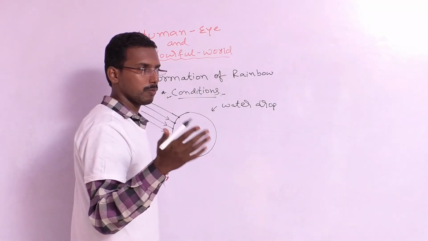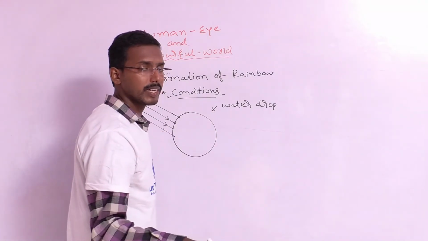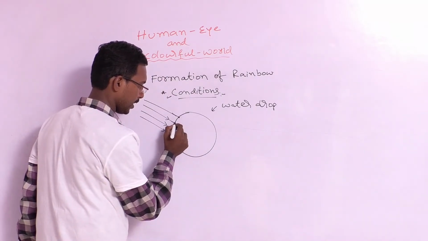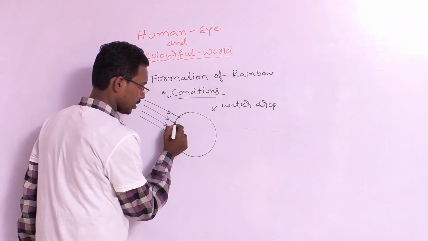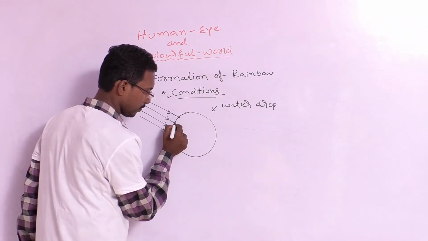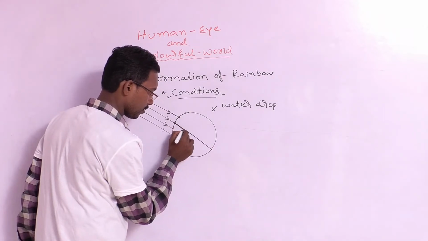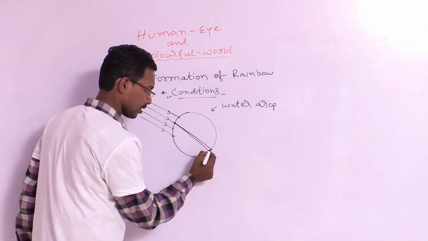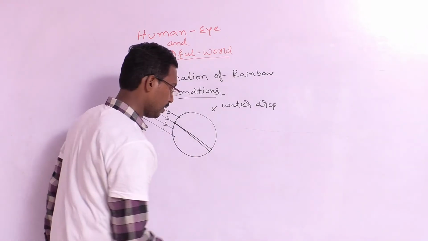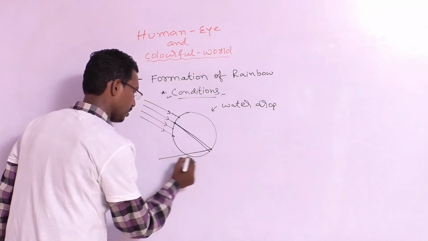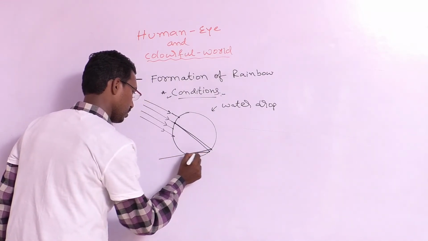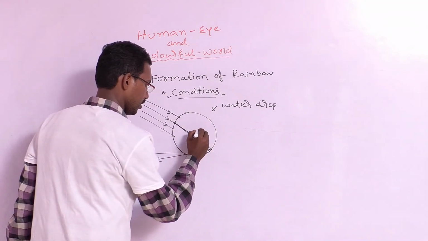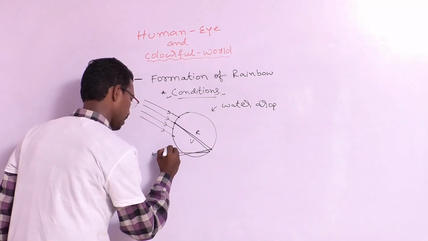Among these two, which one is the most deviating one? Violet. And which is the least deviating one? Red, right? So I will take one diagram for one light ray. Let us take here the dispersion of two light rays. First one is this one, later this one. Here dispersion occurs, and here the concept of total internal reflection will happen. These are the two light rays. This one is red and violet, here also it is red and violet.